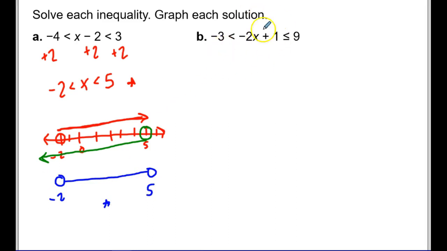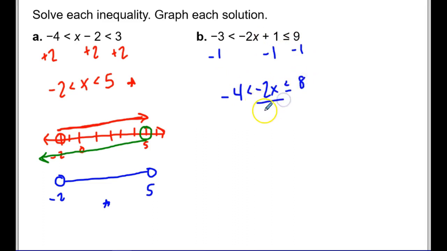So now let's look at this second equation. So again, what I do to one piece I have to do to them all. So here's my x in the middle, and I want to solve for that x. So I start by subtracting 1 from each piece. So now I have -4 is less than -2x, less than or equal to 8.